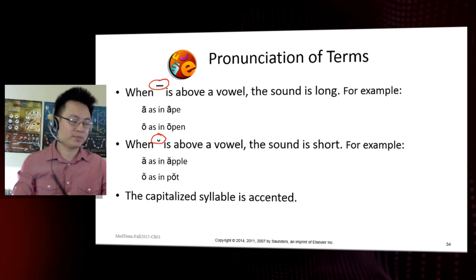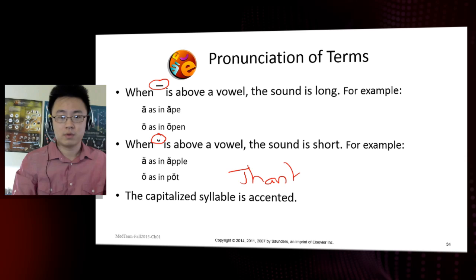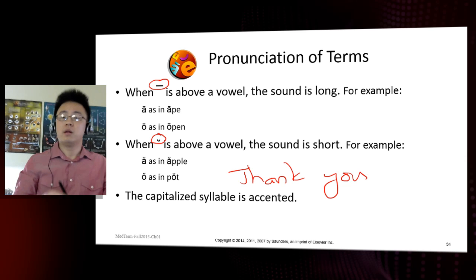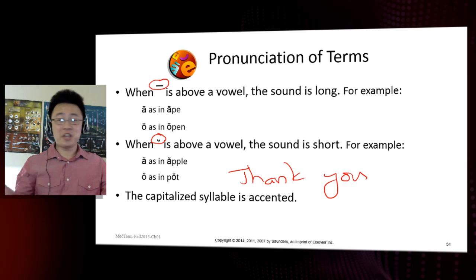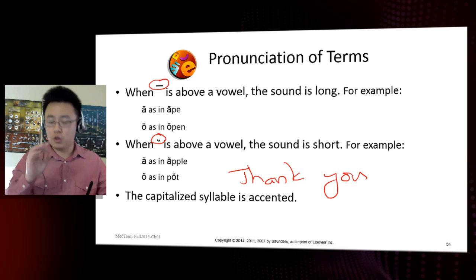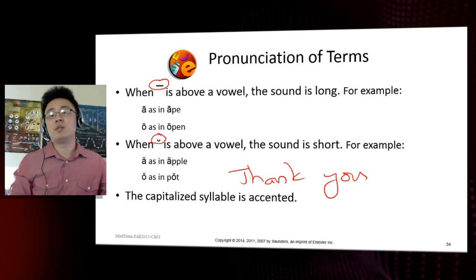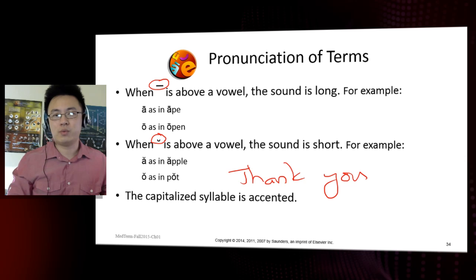Pot. All right. Or thank you. You say thank you. Thank you. Right? Not thank you. Or thank you. Okay? Thank you. So that's kind of how the word you is you. Thank you. All right? And the capitalized syllable is accented in a word whenever you see that.